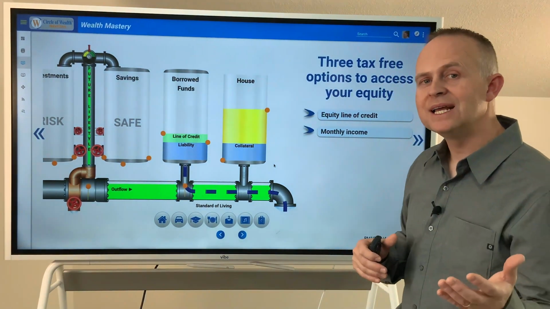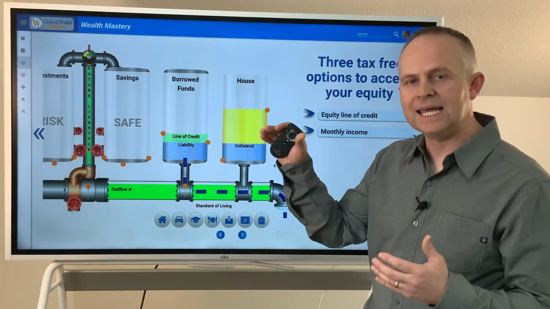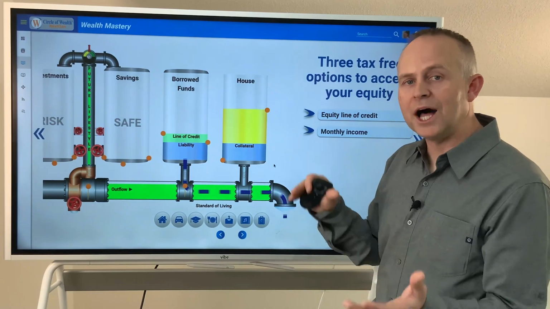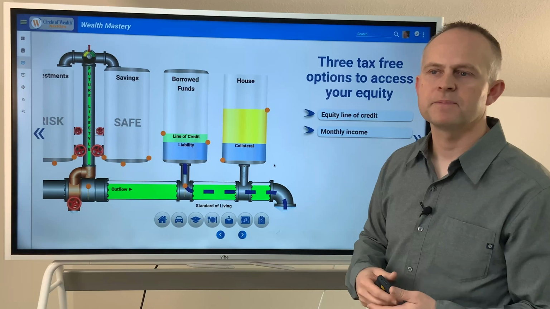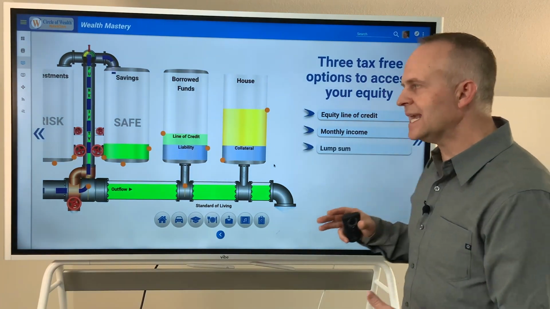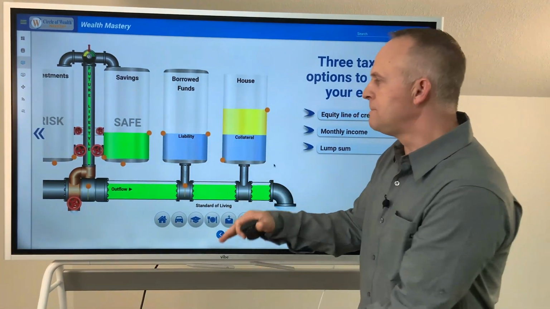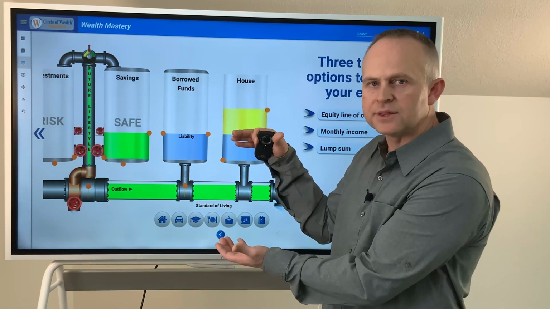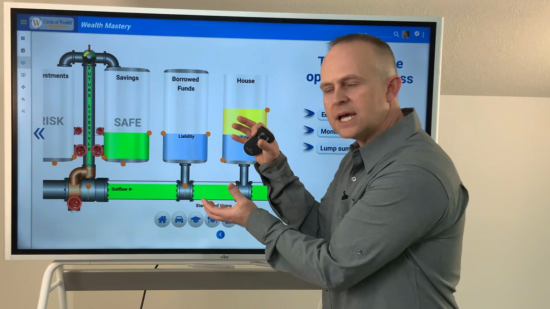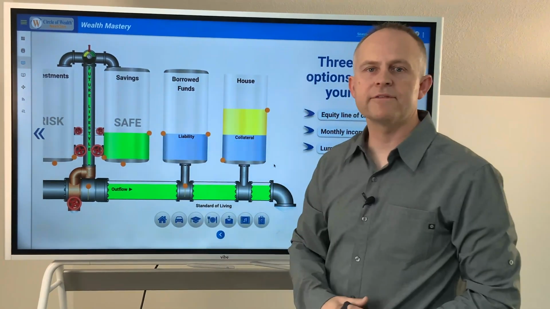But you could get some sort of an income stream while you're living in the home to put towards your monthly expenses. Or you could actually get a lump sum, meaning you could borrow up to the full amount, which depends on your age and depends on the loan. You could take that lump sum and invest it wherever you wanted.